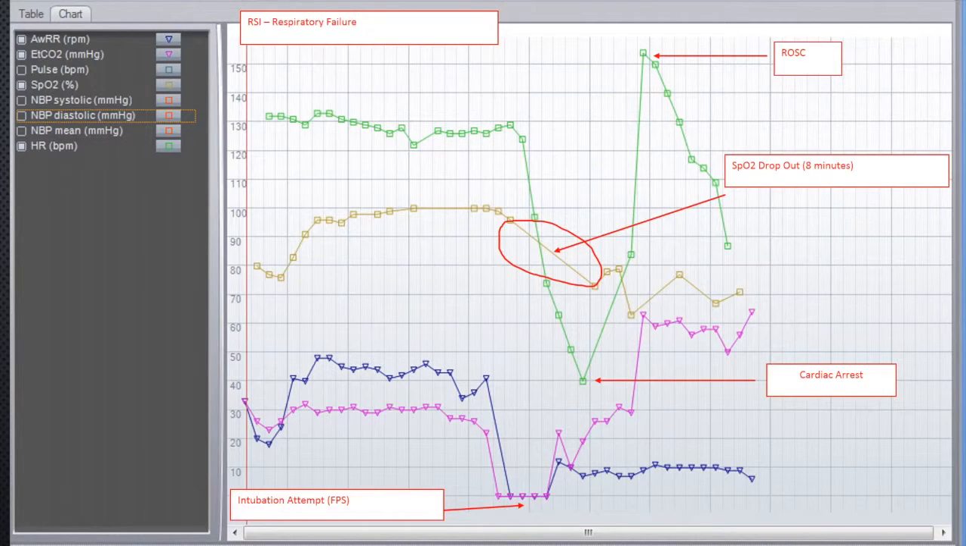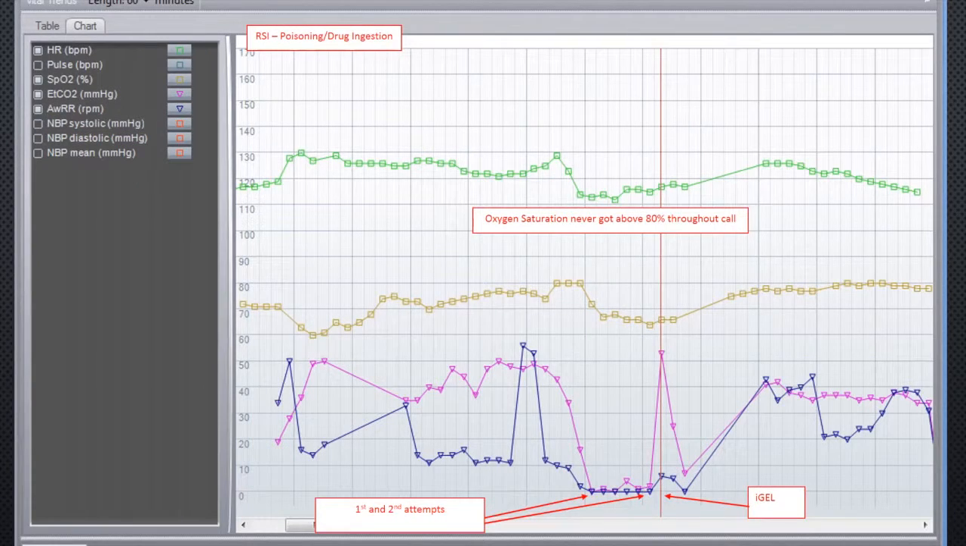This is a patient with poisoning or overdose. Saturation was in the 70s, dropped to the 60s. We got it up to around 80. We did our 2 intubation attempts and an i-gel, and we never got the saturations above 80 anywhere in the call.